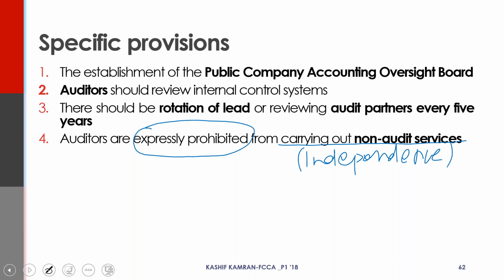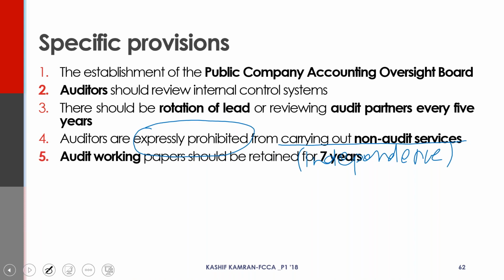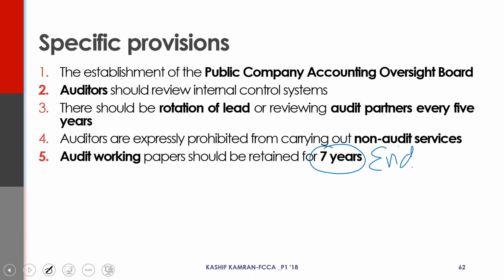Fifth, audit working papers should be retained for 7 years. We know that in the F8 knowledge, the working paper should be retained for 5 years. But in Sarbanes-Oxley, the auditor conducting the audit of an American company will retain the working papers for 7 years. That means the evidence you have gathered, you will retain for 7 years. After 7 years, you can discard it. But within 7 years, you cannot discard the evidence. So if there is any litigation on the audit firm, then the evidence can be utilized. So for 7 years, you need to retain the evidence.